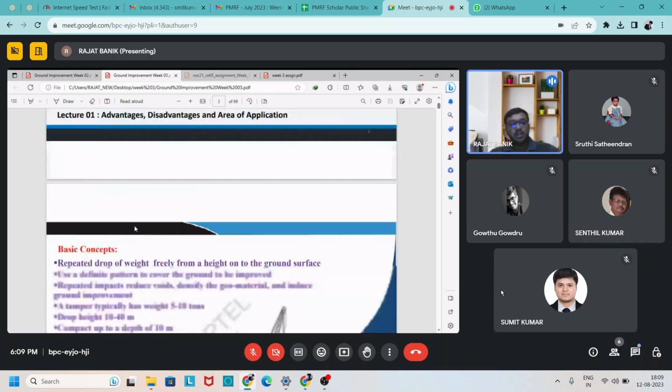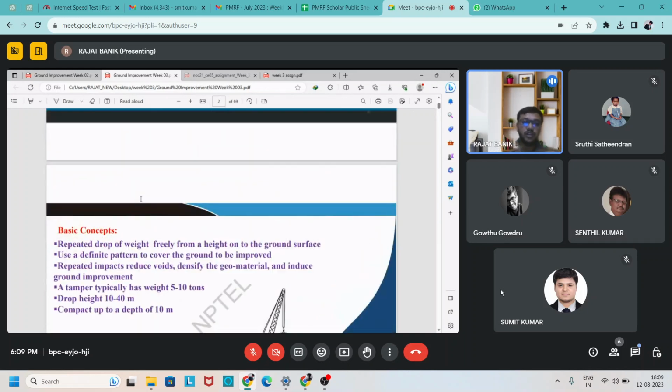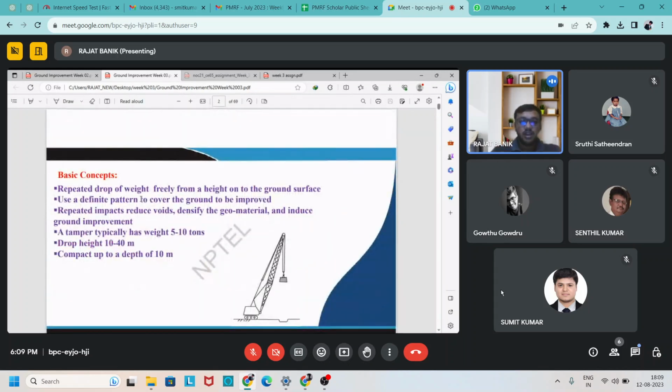As its name makes clear, deep dynamic compaction is used when we want to densify or improve our ground very deep, like 10 to 15 meters. In this case, shallow densification is not used, because we can only improve the ground up to 0.5 to 1 meter depth. Beyond that we use several other techniques, and one of those is deep dynamic compaction.